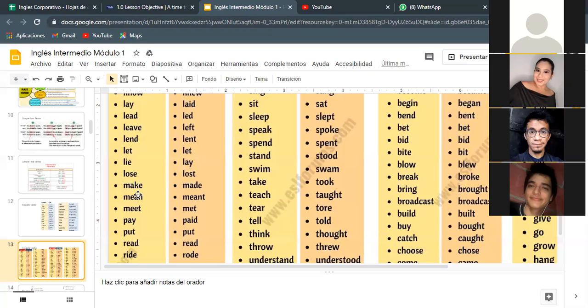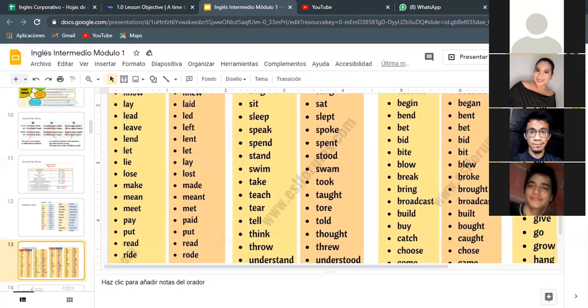Make, made. May. Mean, meant. Meet, met. Pay, paid. Put. Read.